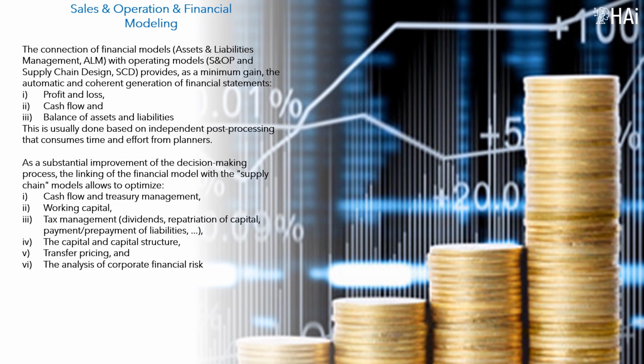Sales and operations and financial modeling. The connection of financial models with operating models provides, as a minimum gain, the automatic and coherent generation of the financial statements. As a substantial improvement of the decision-making process, the linking of the financial model with the supply chain models allows to optimize cash flow and treasury management, working capital, tax management, dividends, repatriation of capital, payment of liabilities, capital structure, transfer pricing, and the analysis of corporate financial risk.